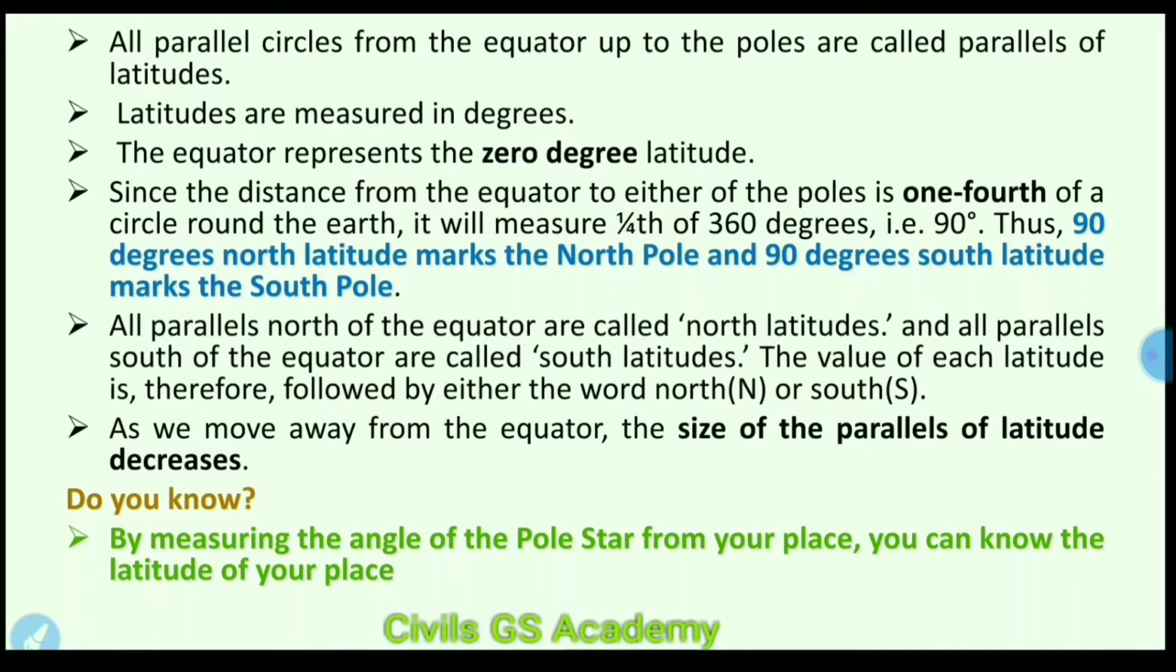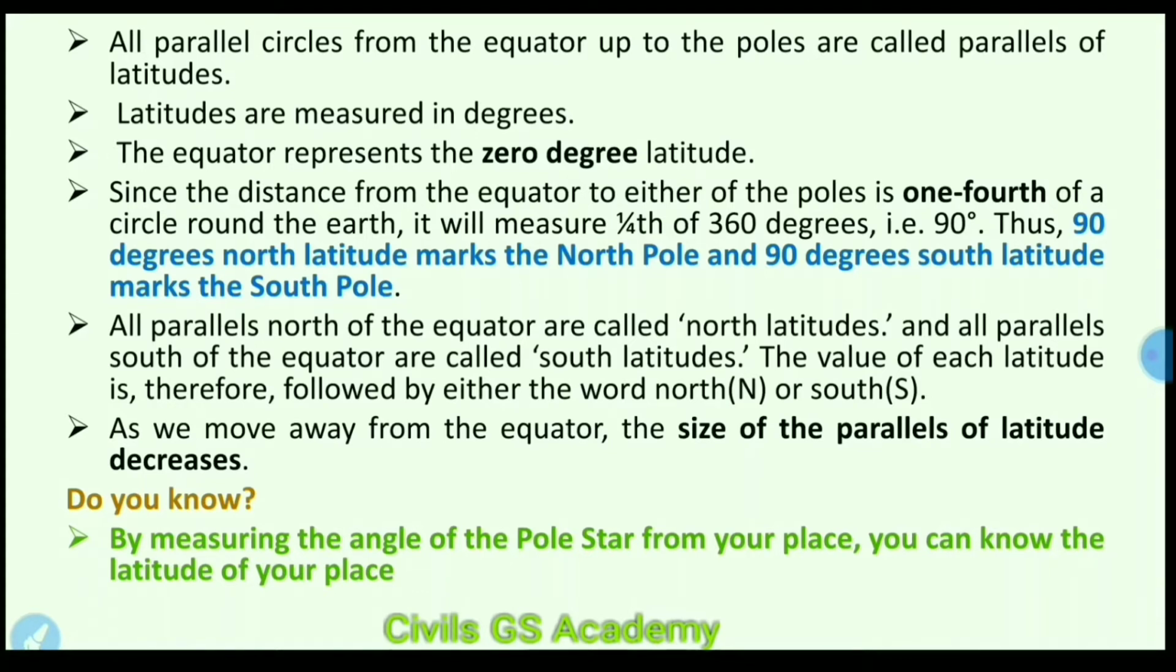All the parallel circles from the equator up to the poles are called parallels of latitude. So, all the circles from the equator up to the poles, towards the North Pole or towards the South Pole, are called parallels of latitude. Latitudes are measured in degrees. And what is the latitude of the equator? The equator represents 0 degree latitude. So note this point, that the equator is at 0 degree.